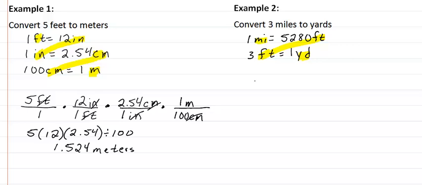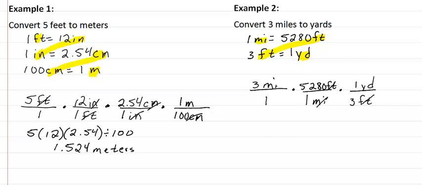Okay, let's put it to work. We start with the 3 miles. We put that over 1, put our first conversion factor in, and miles needs to go on the bottom. So our 5,280 feet go up top, and we put in our next conversion factor. We have feet on top, so we want feet on the bottom for this one. Put 1 yard up top. So the feet over feet is gone, miles over miles gone, and we're left with yards. So we're going to take 3 times 5,280 divided by 3. And you're going to get 5,280 yards.